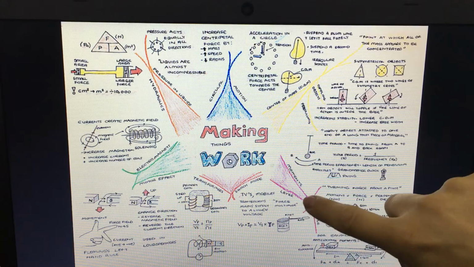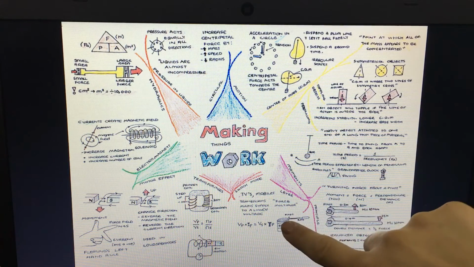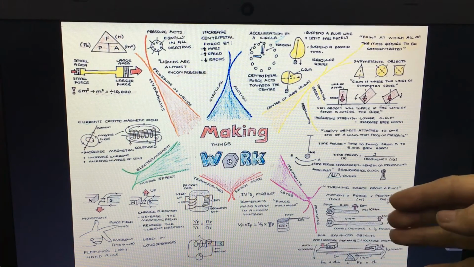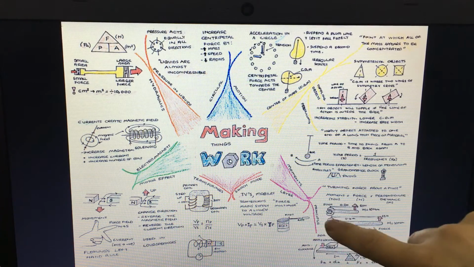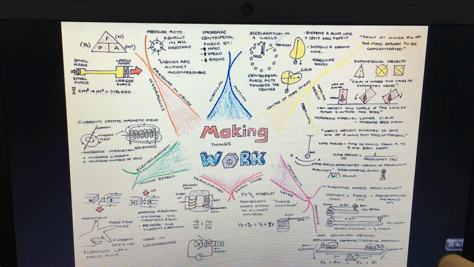Levers are force multipliers. So if they have a pivot and you have a lever and you have a moment, it's able to increase the force by increasing the lever.